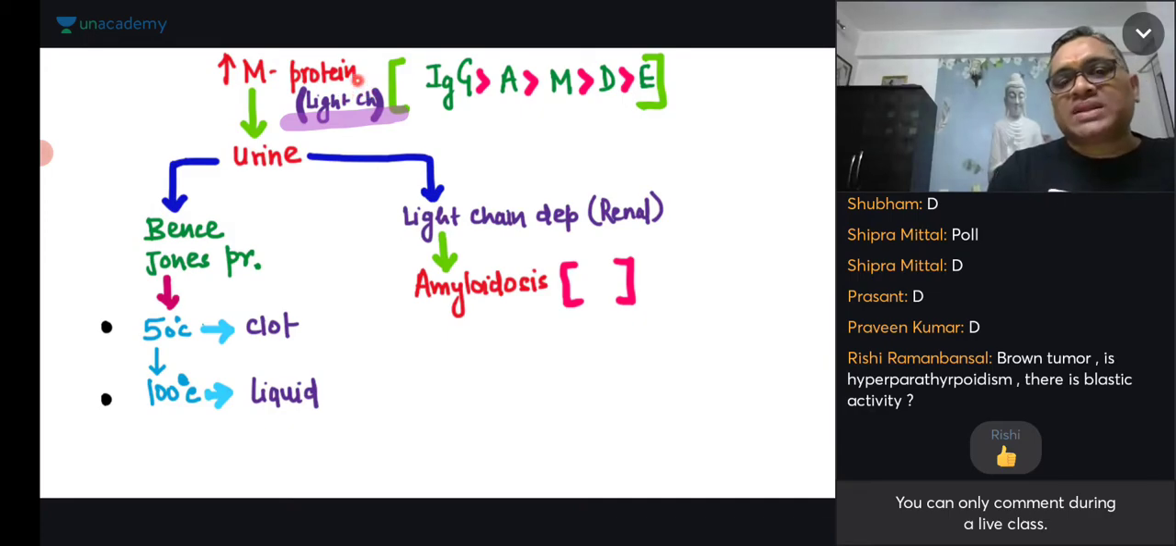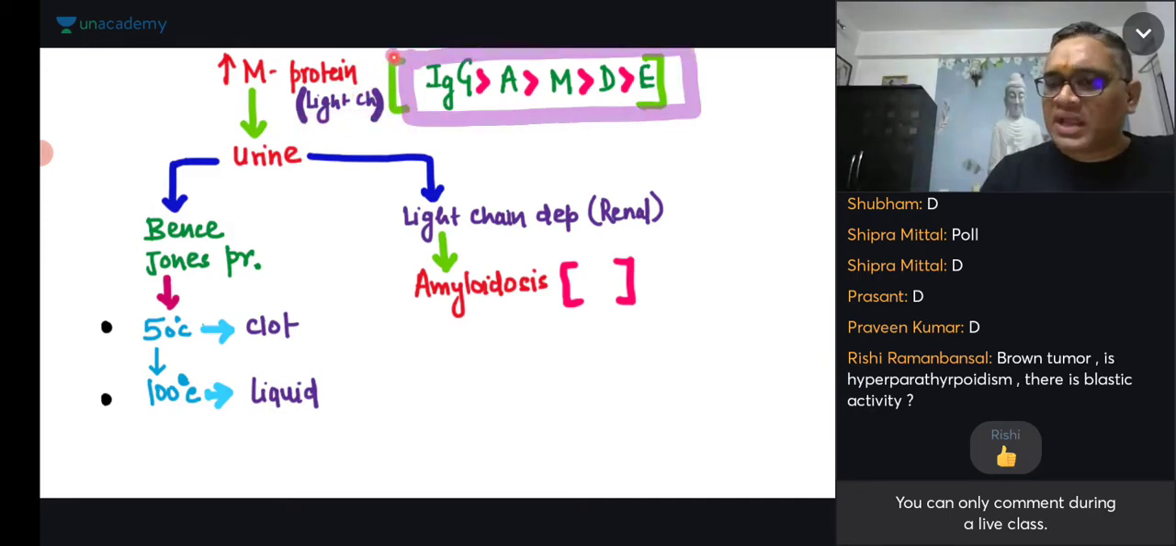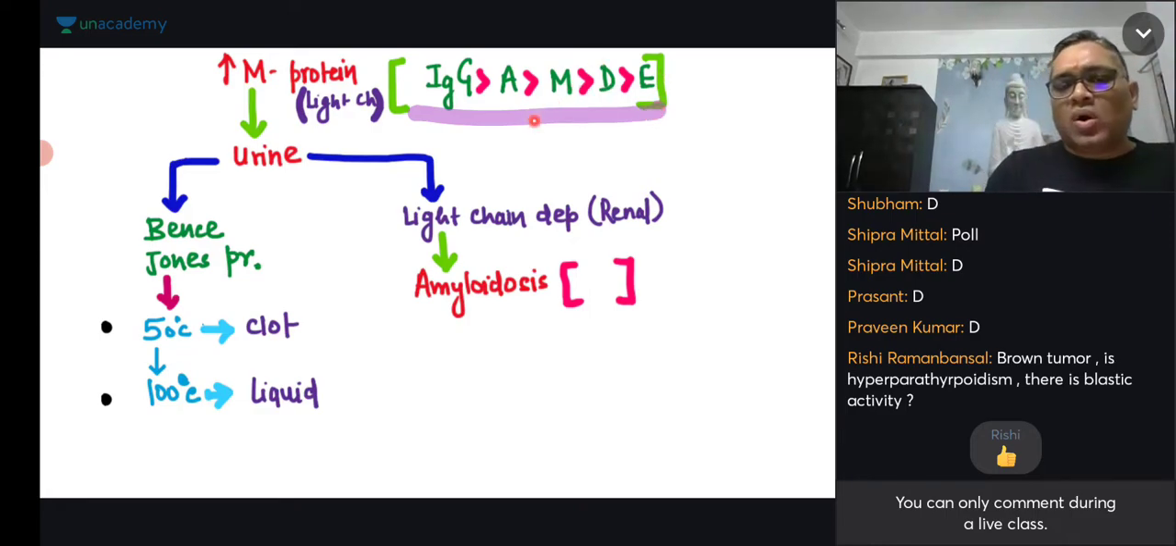So many students get confused at this point. See, this is the line of Robbins which I have written here, and this is the line of Wintrobe also. So both books have mentioned what I have written here. All the light chain immunoglobulins will be formed. All immunoglobulins will be forming the light chain. IgG, IgA, IgM, IgD, IgE, all will be forming, right?